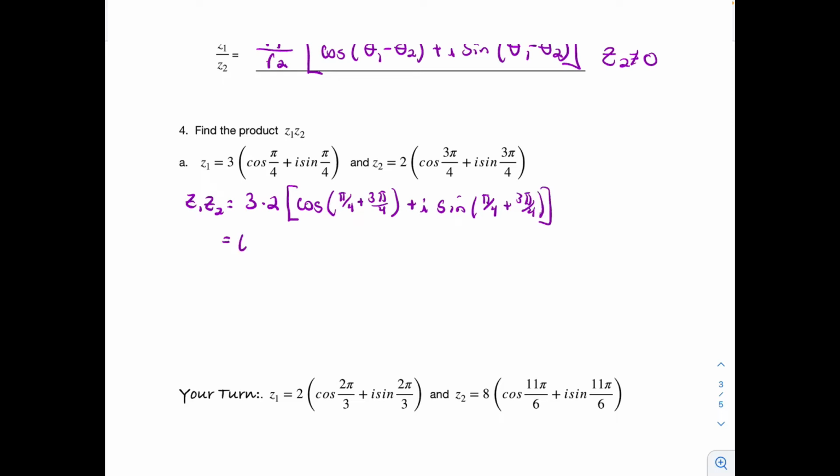All right, 3 times 2 is 6. Pi over 4 plus 3 pi over 4 gives us 4 pi over 4, which simplifies down to pi. And then we simplify even further. I know cosine of pi is equivalent to negative 1, and sine of pi is 0. And so this actually simplifies down to the real number negative 6. All right. You try the next example.